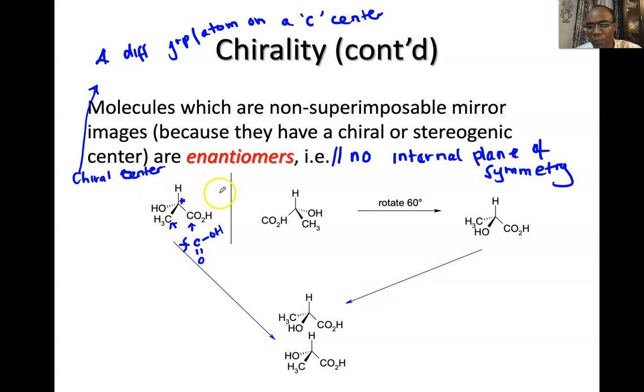Place this whole molecule in front of a mirror. We should see this as the image. Okay? We should see that as the image. Next, rotate 60 degrees. So 60 degrees, let's see. If we rotate it 60 degrees, who will be where?